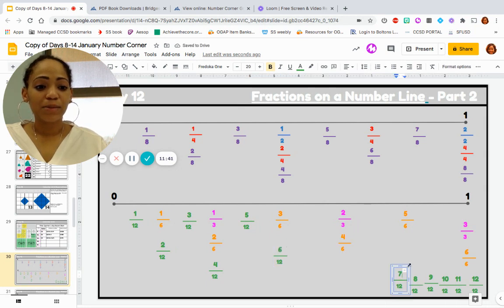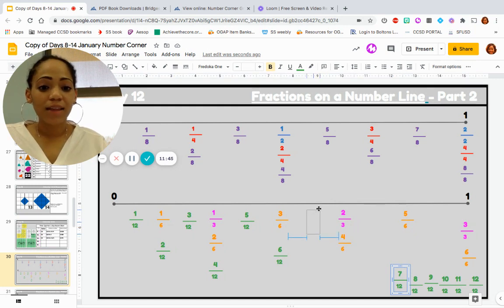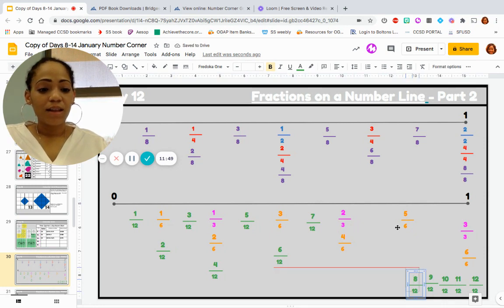Look at that, 6/12. Remember, if the numerator is half the denominator, that's a sign that it's equivalent to 1/2. Yeah. A lot of fractions are going to be equivalent to half.